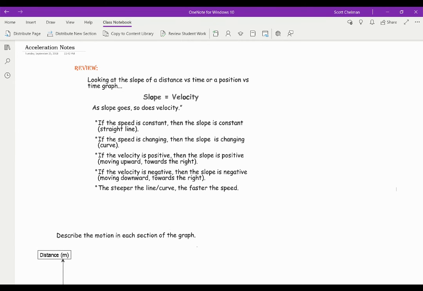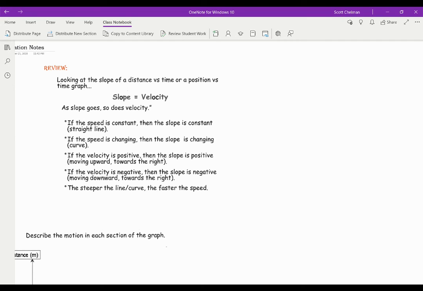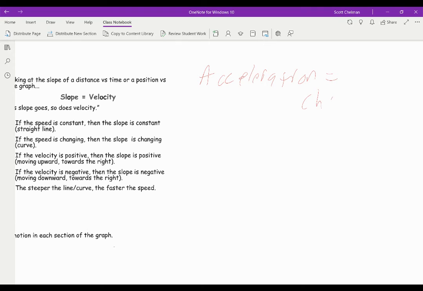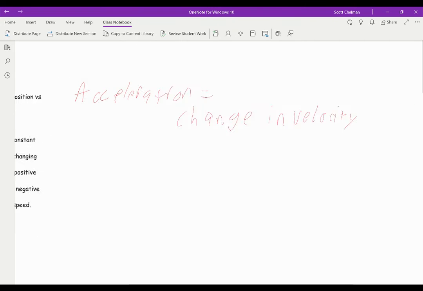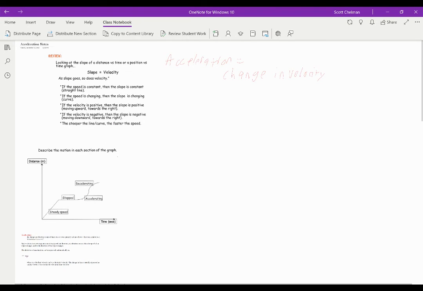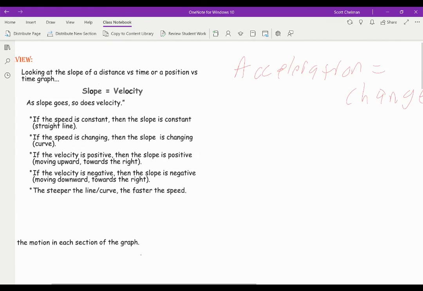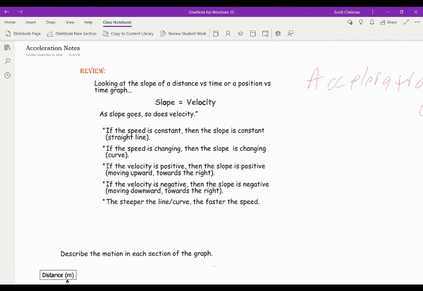But ideally, here we're going to think of acceleration as a change in speed. Or actually, I'm sorry, a change in velocity. And we're going to get into the details of acceleration next class. However, we do need to look at this in terms of how we see this on the graph, right?